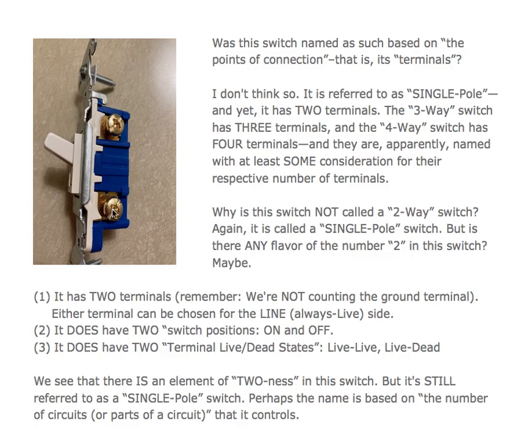In other words, either one of these terminals can be used for the line side and the other one for the load side. It does have 2 switch positions, on and off. It does have 2 terminal live-dead states. It's either live or dead. In other words, dead if the switch is off, and live if the switch is on. We see that there is an element of 2-ness in this switch, but it's still referred to as a single pole switch. Perhaps the name is based on the number of circuits or parts of a circuit that it controls.